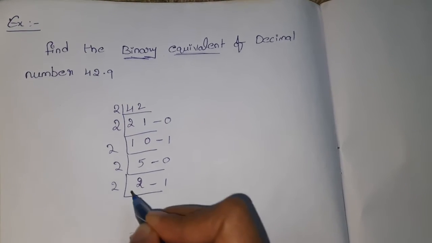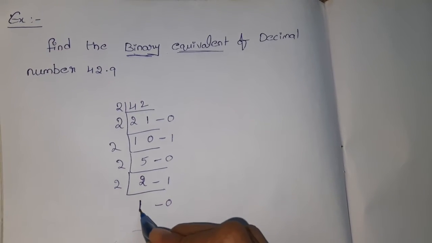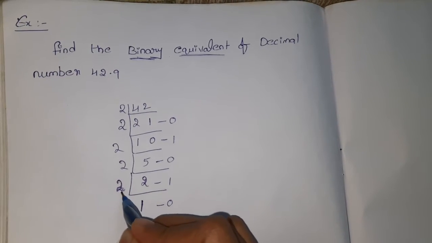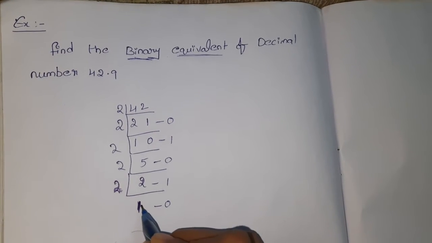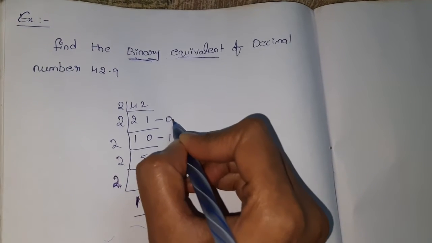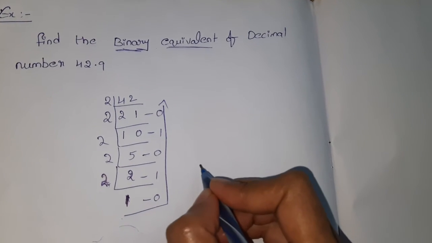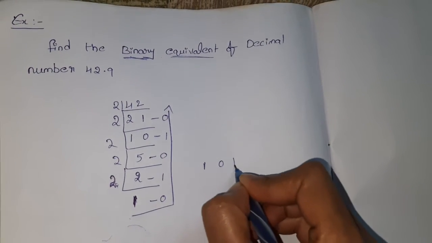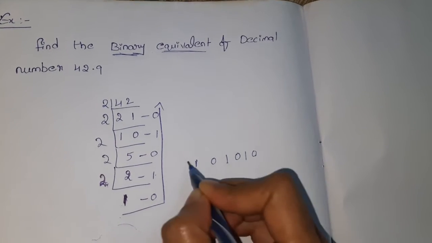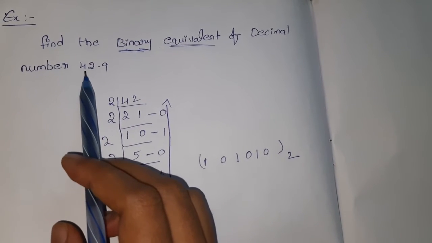Next, 2 1's are 2, so the remainder is 0. Whatever value you get in the successive division should be less than the divisor, so 1 is less than 2, and up to here you can stop. You have to take the remainders from bottom to up. So the value is 1 0 1 0 1 0. This is the binary equivalent of decimal number 42.